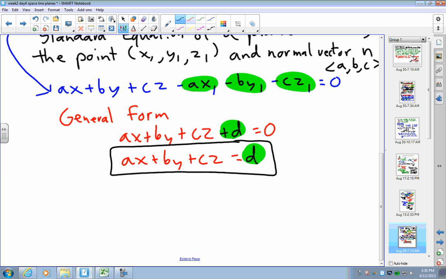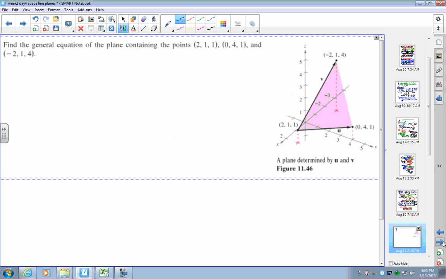So let's look at a problem here. It says find the general equation of the plane containing the points 2, 1, 1, 0, 4, 1, and negative 2, 1, 4. So they give you a picture here. Okay? So they give you the 3 points. And if you remember in geometry, 2 points made a line, but 3 points made a plane. We're actually going to find the equation of those planes now. So it's kind of upgrading geometry and doing more math with it.